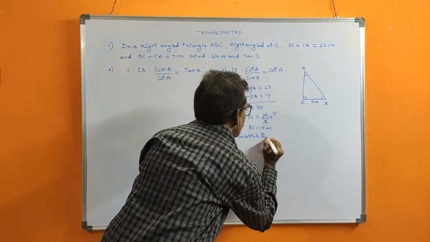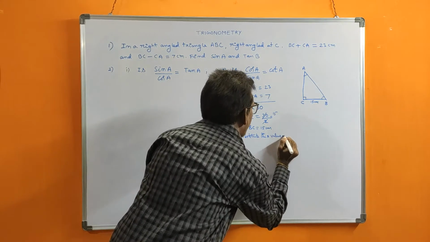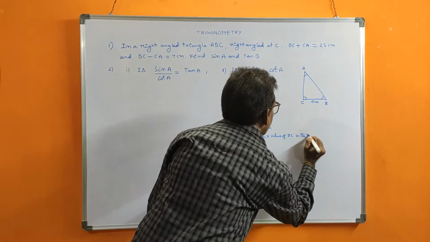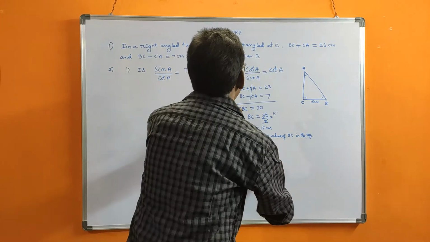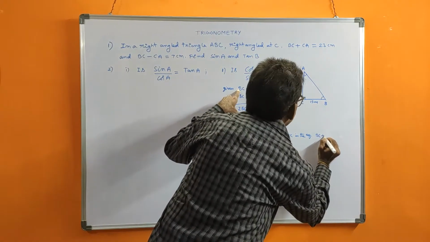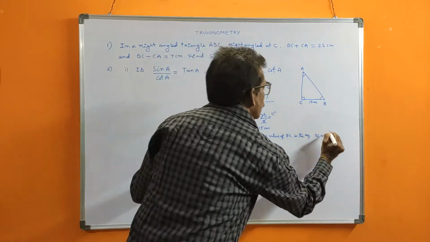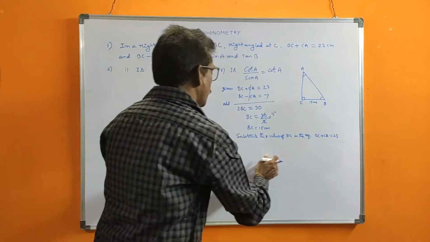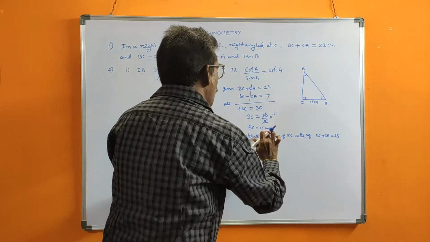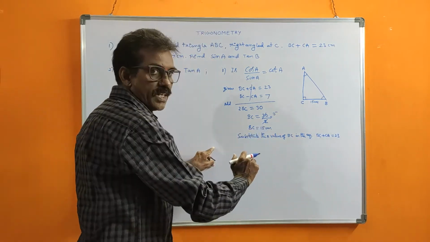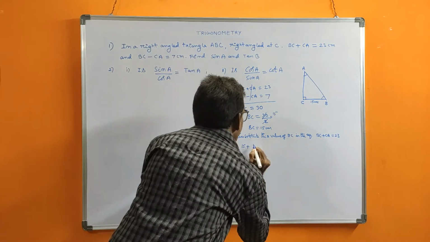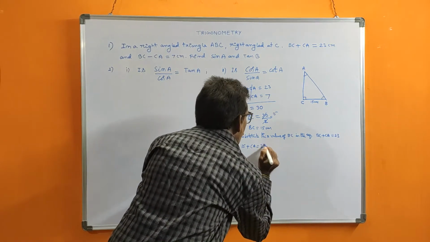Substitute this value of BC in the equation. In this equation, AB plus BC plus CA, I am substituting the value of BC. That means instead of BC we should place 15. So BC value is 15, plus in this equation CA is equal to 23.